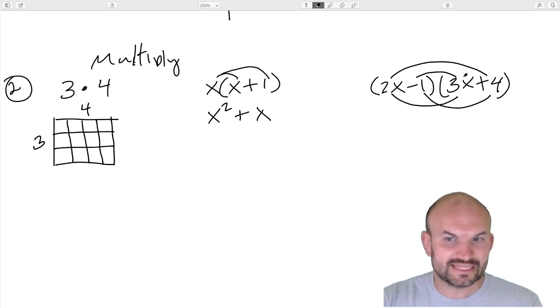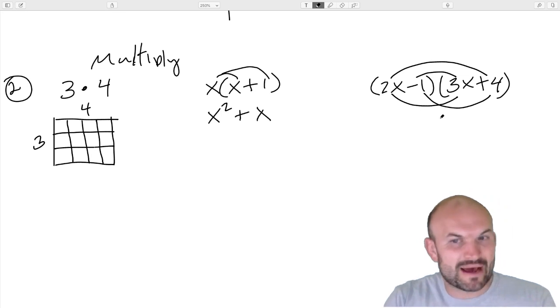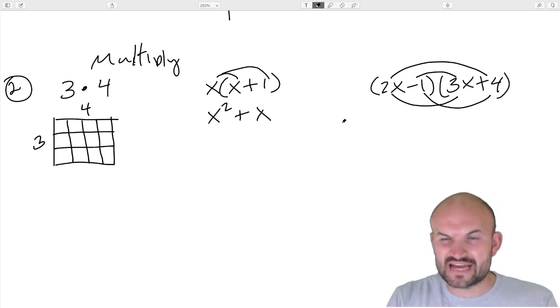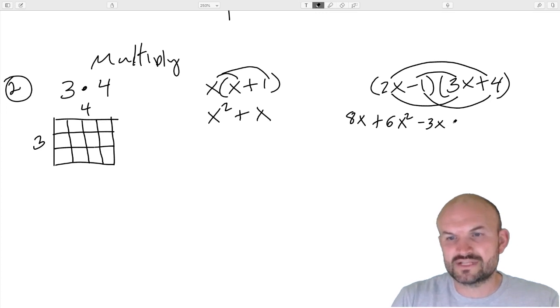We're not multiplying the 3 and the x, we're just multiplying that by 3x. So you could go ahead and list them out together. But for the sake of time, I'm just going to multiply. So 2x times 4 is going to be 8x. 2x times 3x is going to be 6x squared. -1 times, let's do top, -1 times 3x is -3x. And -1 times 4 is -4.